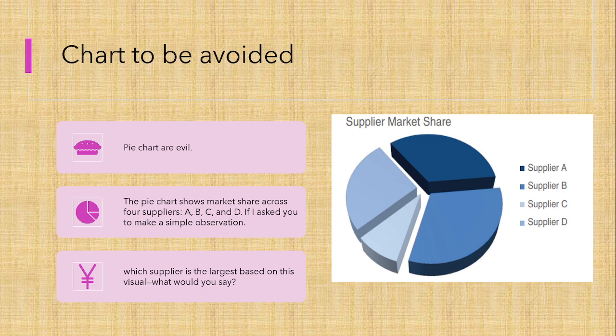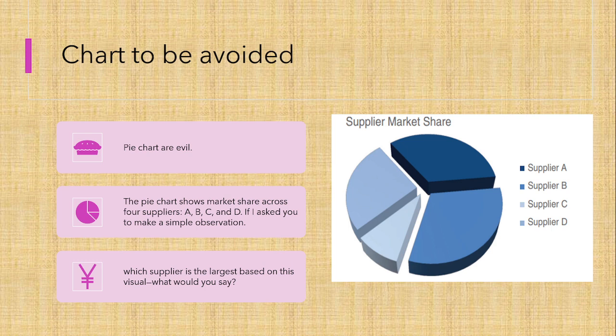The other topic is charts to be avoided. Not all charts can be used in this case. Number one, you should avoid using pie charts, because pie charts are evil, meaning it's very hard for you to identify what is happening in a pie chart unless you use labels to present it, or to show what is in the data.